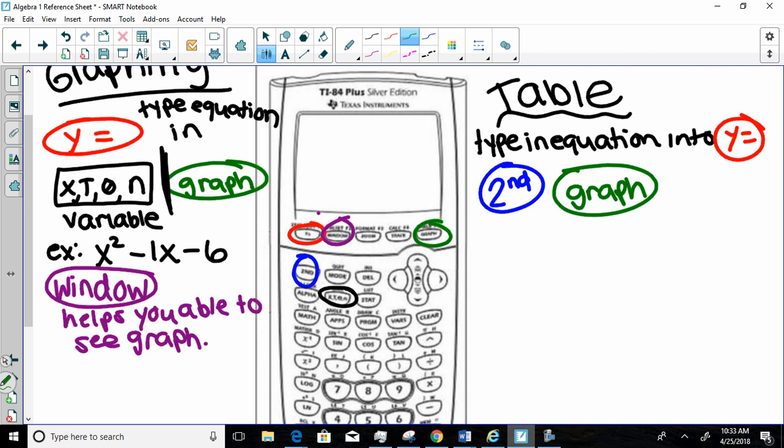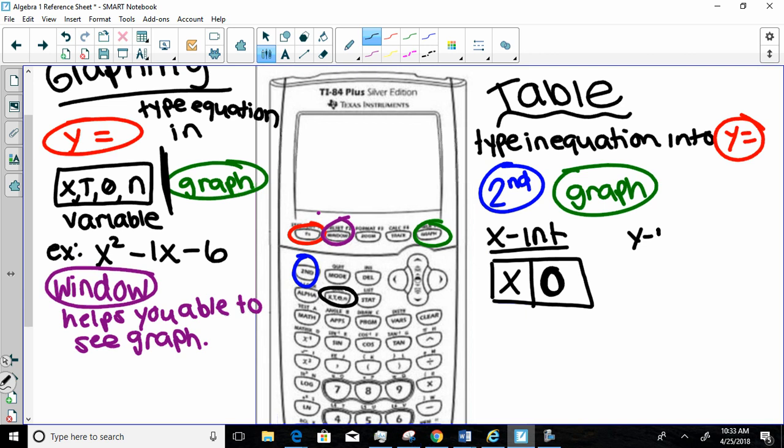So if you go to that and you click second graph, if you're trying to find your x-intercept, how would I find my x-intercept on a table? What coordinate is what? When y equals 0. Yes, so when your y is 0, whatever your x coordinate is, that is your x-intercept. So if you're looking for your zeros, your roots, solutions, anything like that, when you're looking at the table and your y is 0, you know that number is your x-intercept. What about your y-intercept? Yeah, when x is 0.